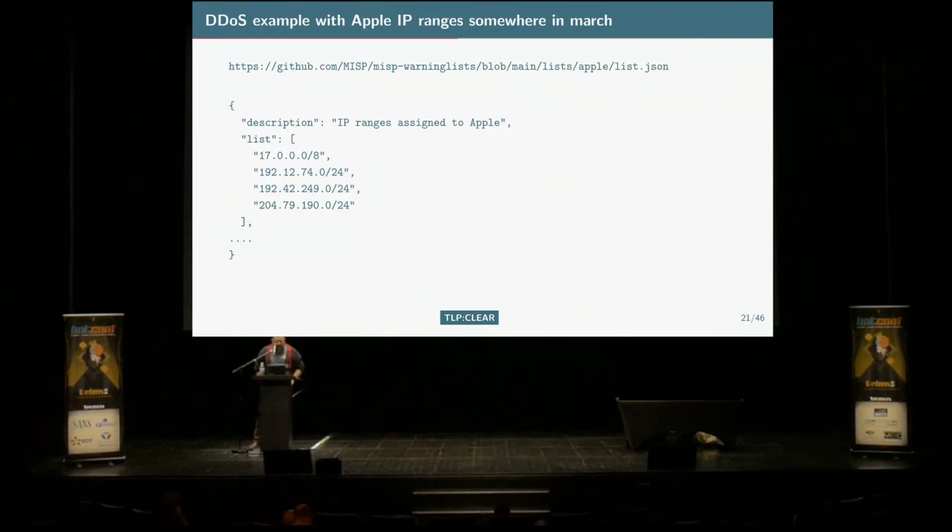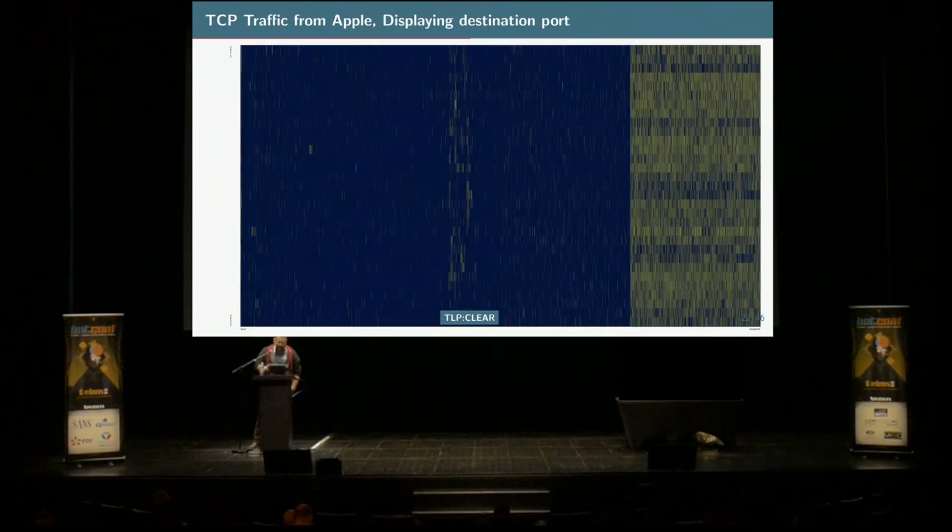So a simple example, if I take a look at the IP range I assigned to Apple, and I take a look at my network telescope, I see that. What are those?